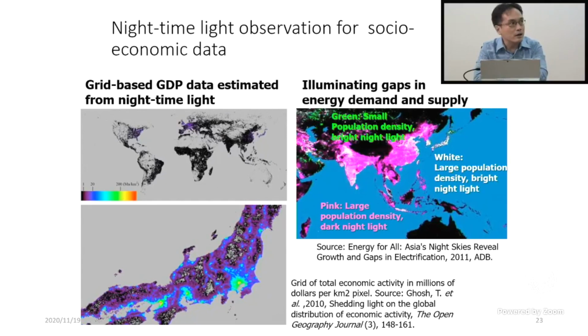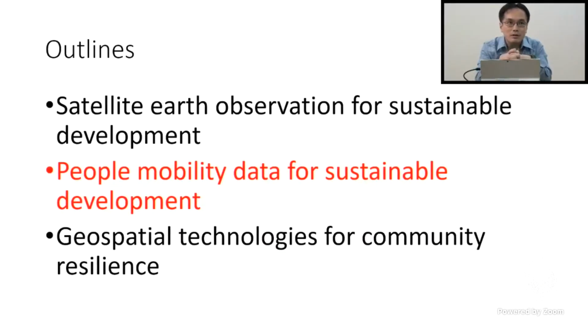So again, this extends from where people live to where people are active. This kind of data is very useful for planning and strategies of sustainable development. So I have talked about the satellite data.